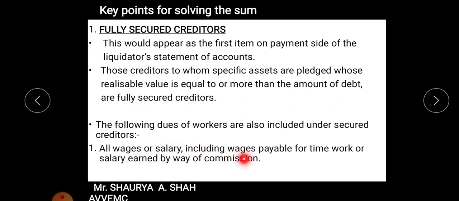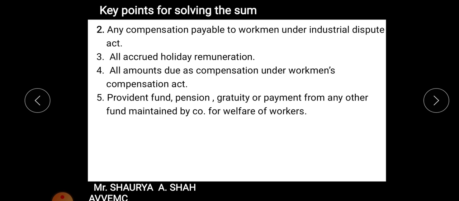The very first is all wages or salary, including wages payable for time work or salary, right? So we used to always calculate these. Don't get confused between preferential creditors and secured creditors, students, right? For preferential creditors, we have a very exhaustive list. Now the second is any compensation payable to workmen under the Industrial Disputes Act, right? All accrued holiday remuneration, all amounts due as compensation, and provident fund, pension, gratuity or payment for any maintenance by welfare of workers, right? I suppose it is clear to each and every student.